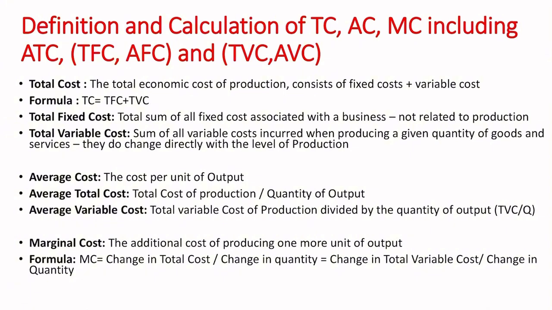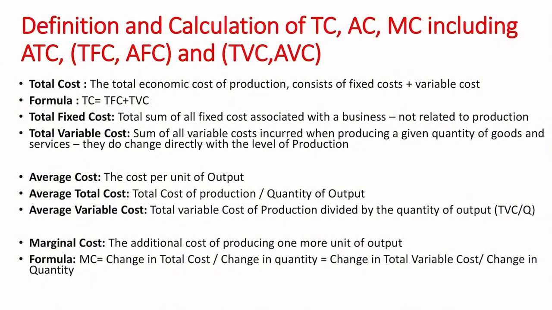Now let's take a look at the definition and calculation of total cost, average cost, marginal cost, including average total cost, total fixed cost, and average fixed cost, as well as total variable cost and average variable cost. The definition of total cost is the total economic cost of production. It consists of fixed costs and variable costs. Its formula is total fixed cost plus total variable costs.